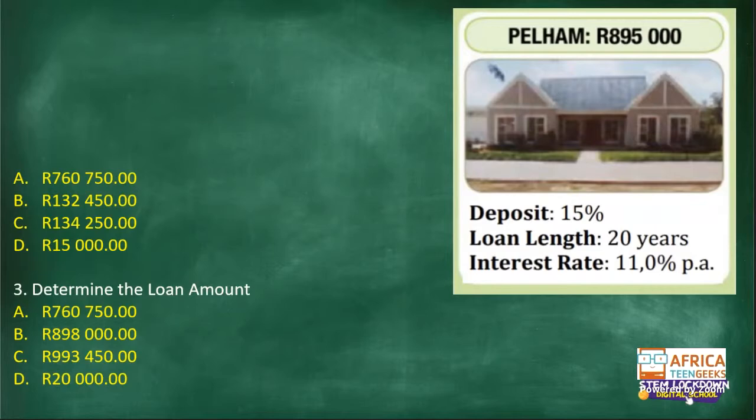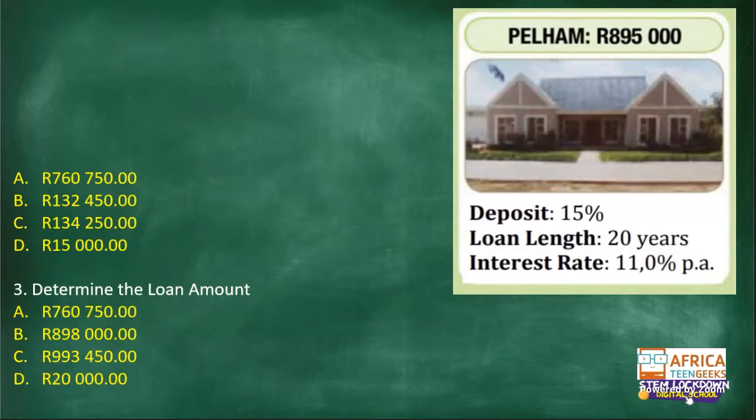Let us calculate the 15% of 895,000 rands and give us the answer. Now, if you look into the left-hand side here, I've got 4 possible answers. I've got A, B, C, and D. Now you need to tell me which is the correct answer. I'm talking here about the deposit of 15%.